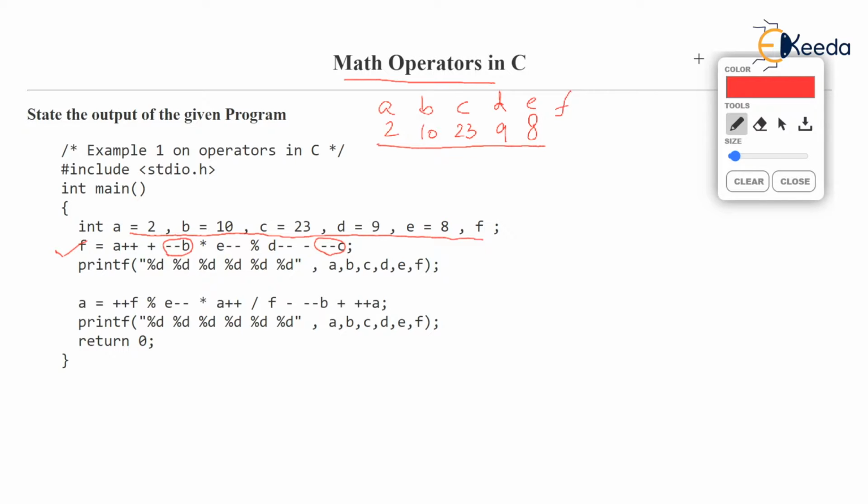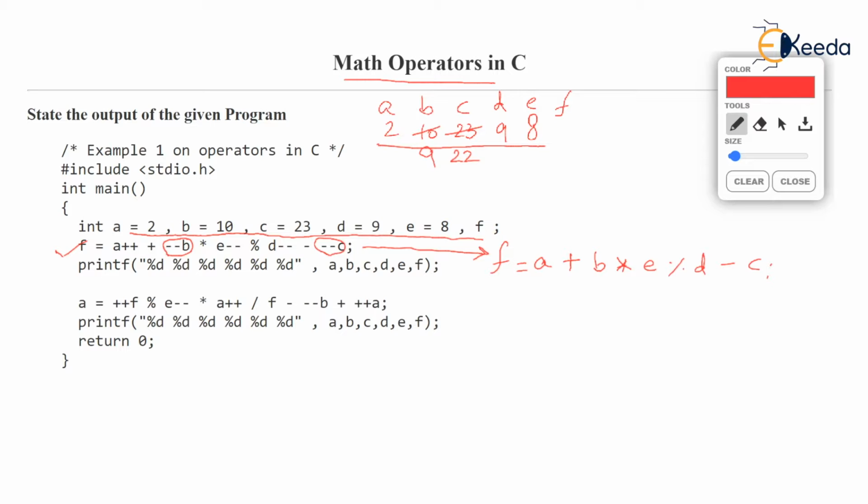So let's solve minus minus b. I am updating the table, b becomes 9. Minus minus c, c becomes 22, and now the expression gets solved. When you solve the expression, you just have to put the basic variables in place. So f becomes equal to a plus b into e percent d minus c. This is the expression, isn't it? a plus b into e percent d minus c.